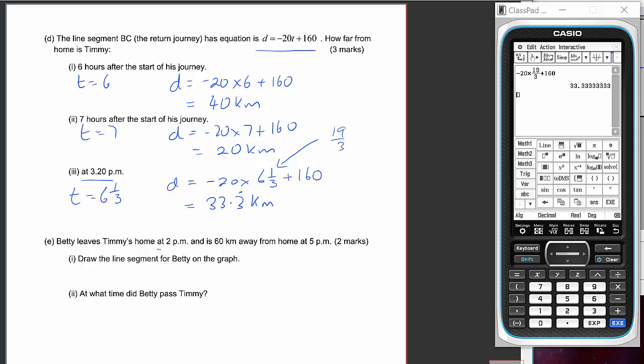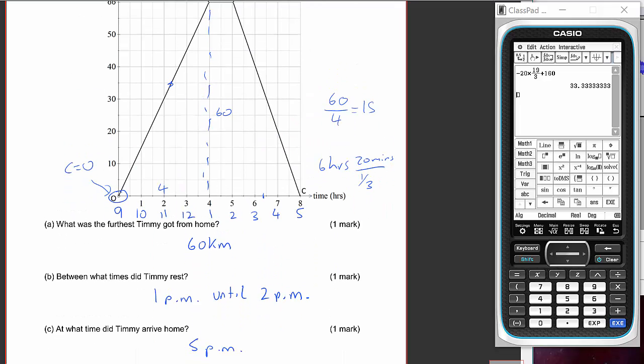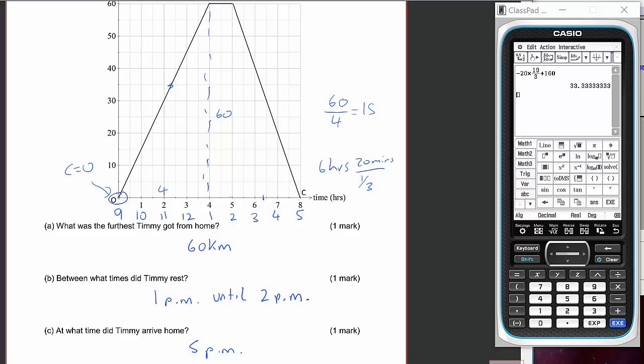Betty leaves Timmy's home at 2 p.m. and is 60 kilometers away from home at 5 p.m. Draw the line segment for Betty on the graph. So she leaves at 2, so she leaves here. And at 5 p.m. she's 60 kilometers away, so she gets to here. So the first thing is to draw that line segment on the graph. So that's the line segment for Betty.